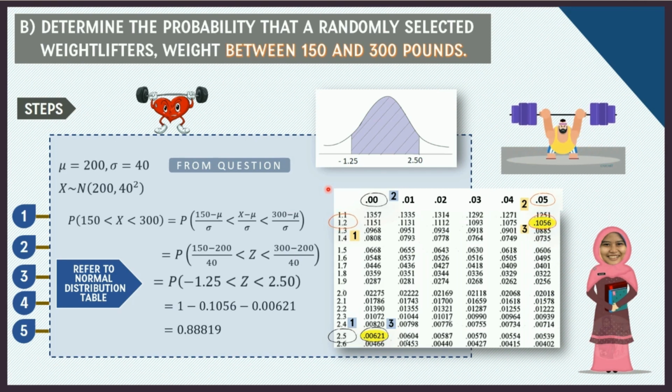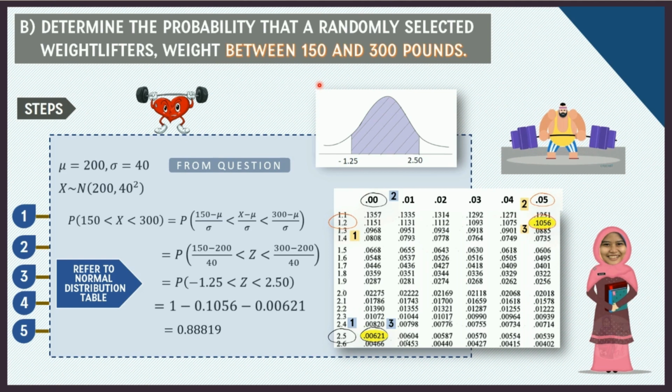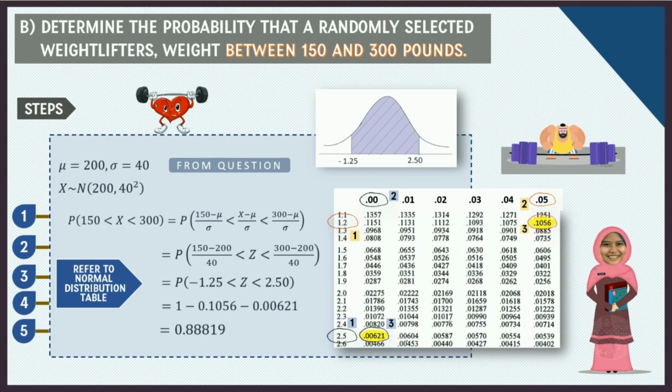As you can see here, the shaded region is in the middle, as the value of z is between negative 1.25 and 2.50. As I stated before, the whole probability, or the whole graph, is equal to 1. So we need to subtract those two values of z from 1. So 1 minus 0.1056 minus 0.00621, and we get the answer 0.88819, and this is our final answer.